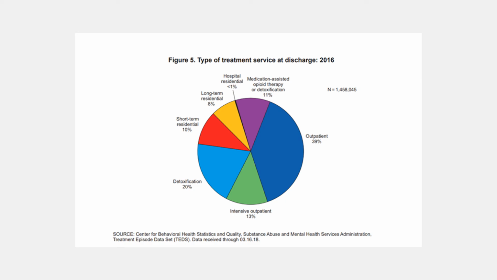This chart takes a look at the type of treatment service at discharge, so it gives us a sense of essentially how many people are entering what types of programs, which of these types of programs have the most people, more or less. Outpatient is definitely the biggest one. About 39% of the population entering treatment is going into outpatient.